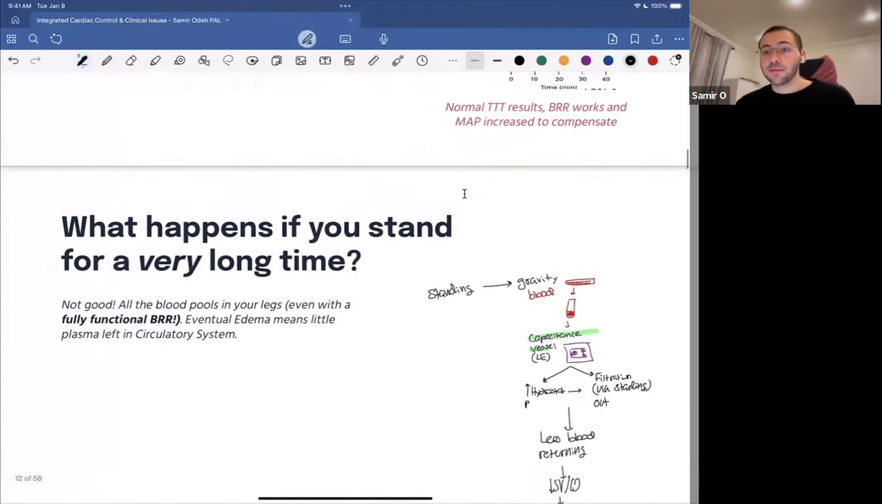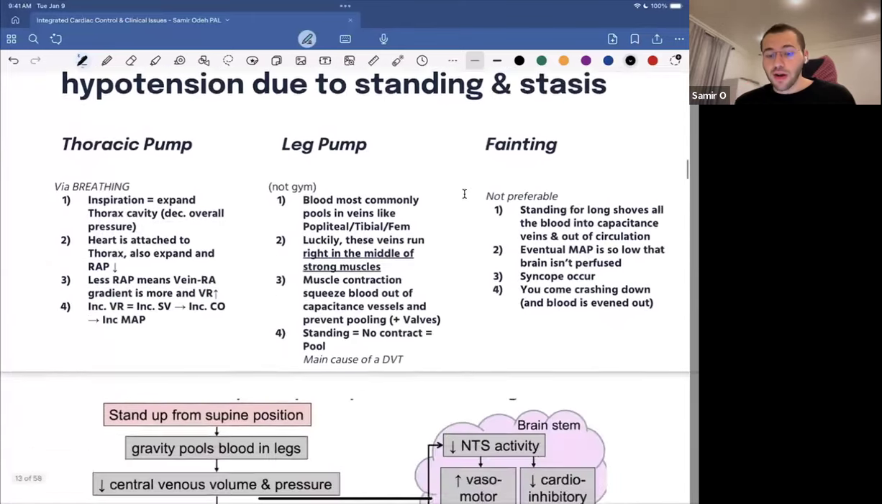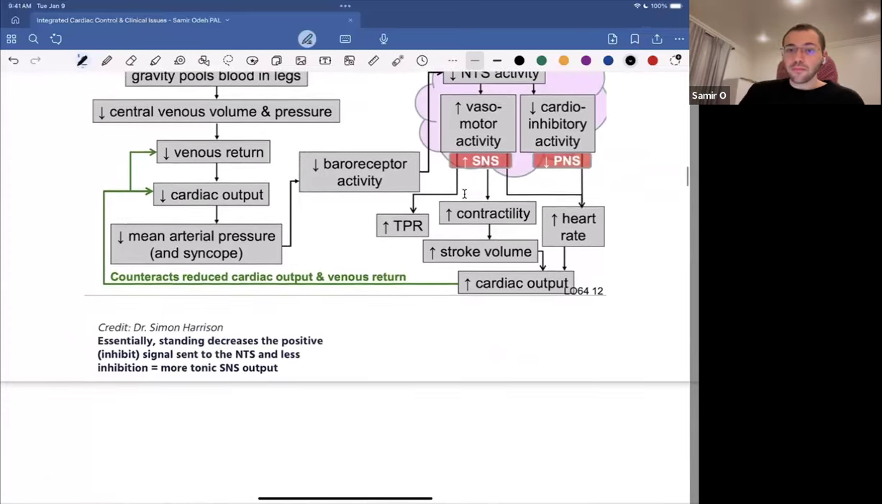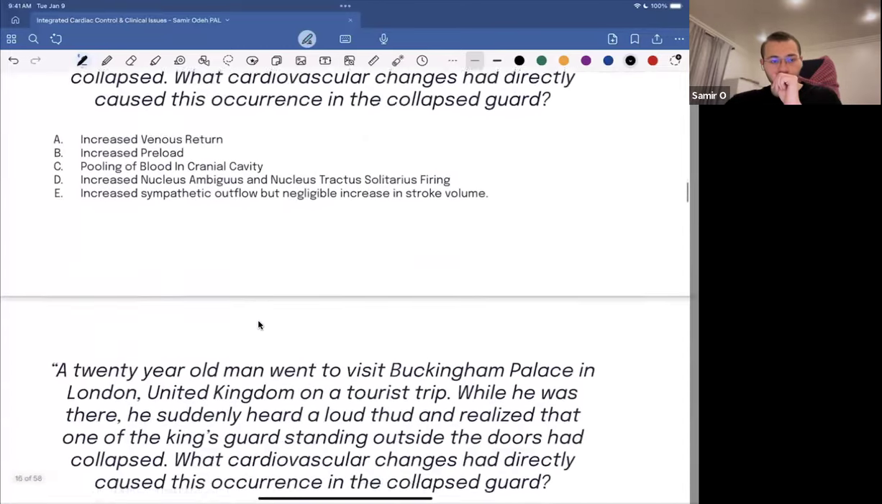Does anyone have any questions regarding the first part of our session before we go on to exercise? So just quickly ask the question if you have it, otherwise we'll just move on. All right.